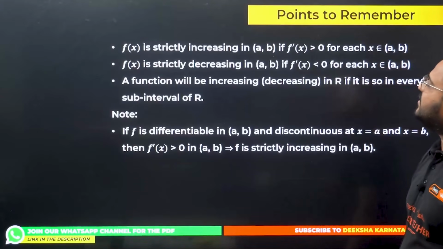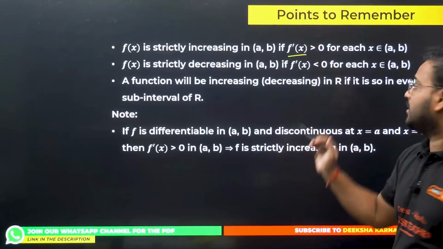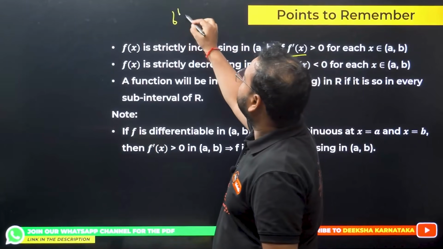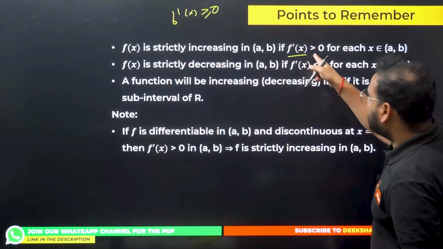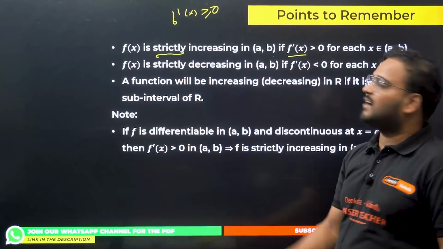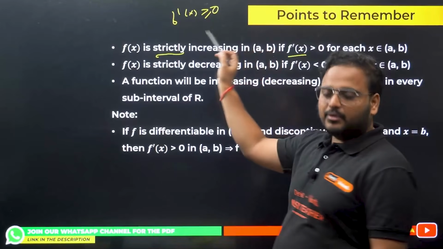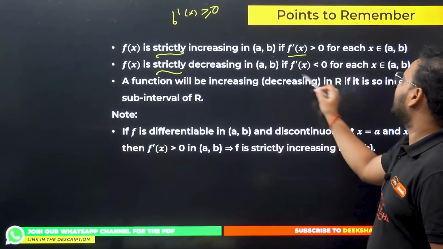f(x) is strictly increasing in (a, b) if the derivative of f(x) is greater than 0. Please check, greater than 0, sorry. This is not greater than or equal to. It is simply greater than. Then you'll have strictly increasing, as mentioned over there. It means the graph will never have a flat line. Strictly decreasing, again, is less than 0, not less than or equal to, only less than 0 for the derivative.